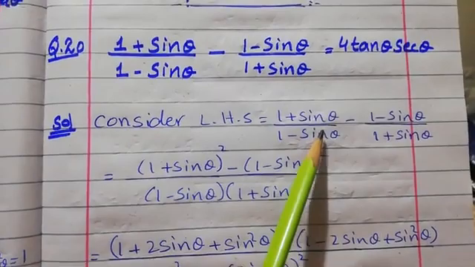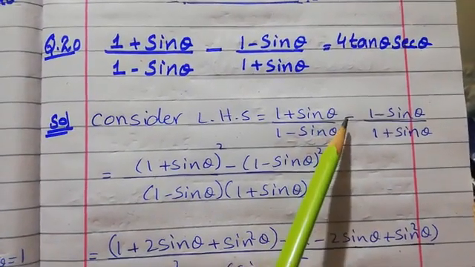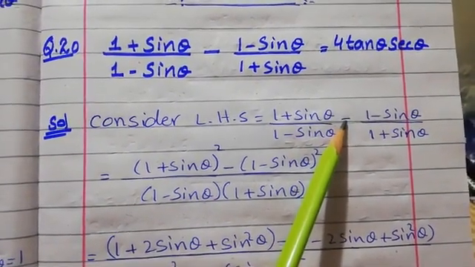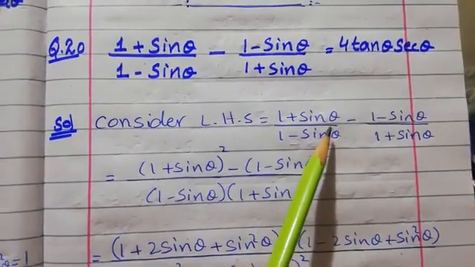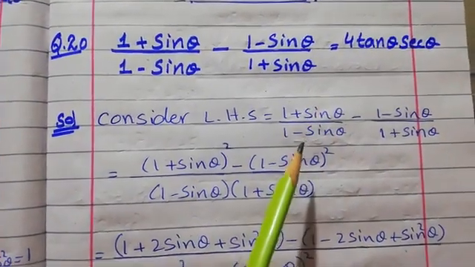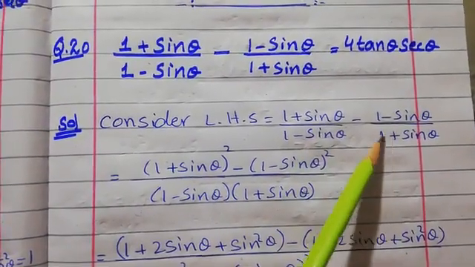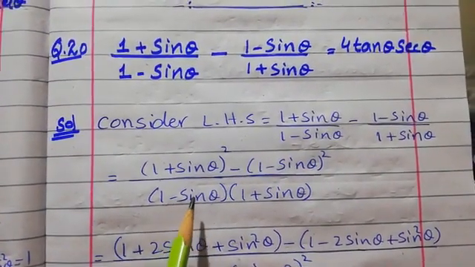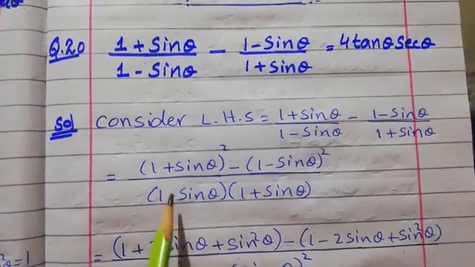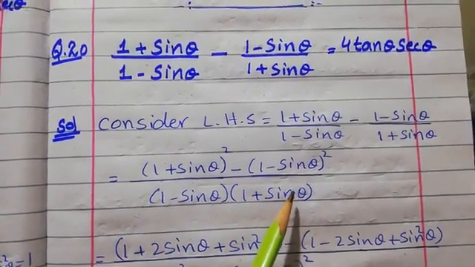In case of fractions, whenever we have a plus or minus sign, we will take the LCM. So according to the LCM, write the product of both denominators and make a single denominator: (1 minus sine theta) into (1 plus sine theta).